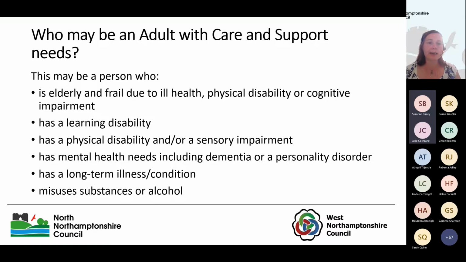So we need to think about people who are elderly and frail due to ill health, physical disability or cognitive impairment. Could also be people who've got a learning disability. They may have a physical disability or a sensory impairment. They may have mental health needs, including dementia or personality disorder. It may be that they've got a long-term illness or condition, or maybe they misuse substances or alcohol. So all of those things can make people an adult with care and support needs.